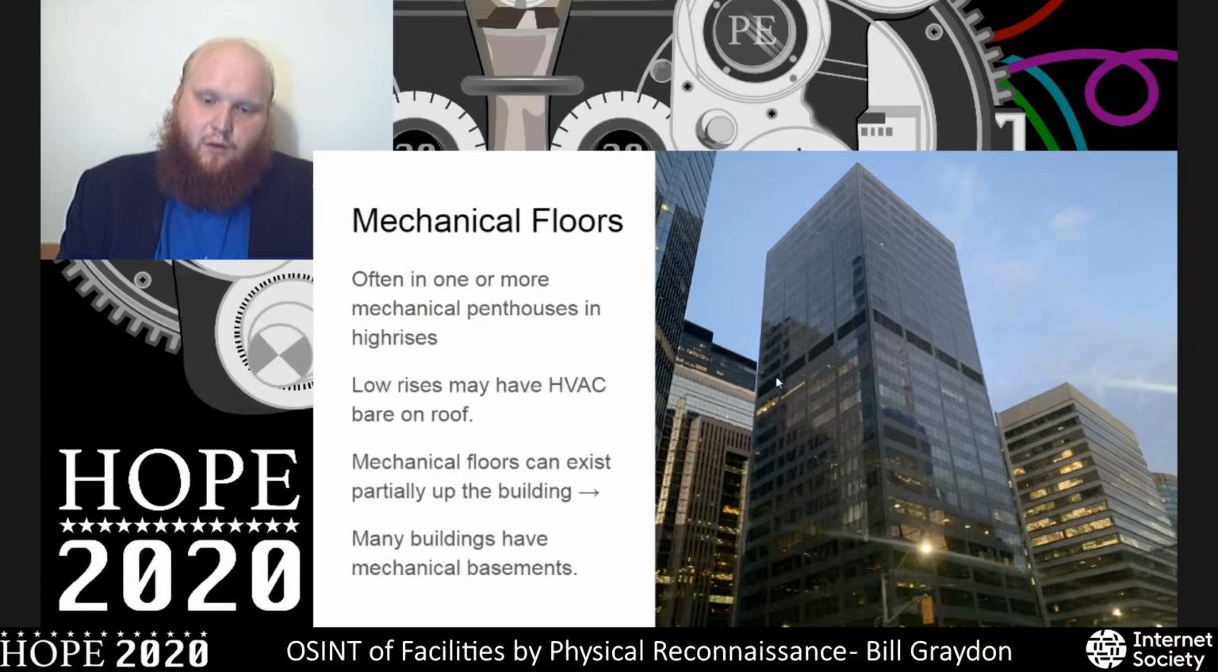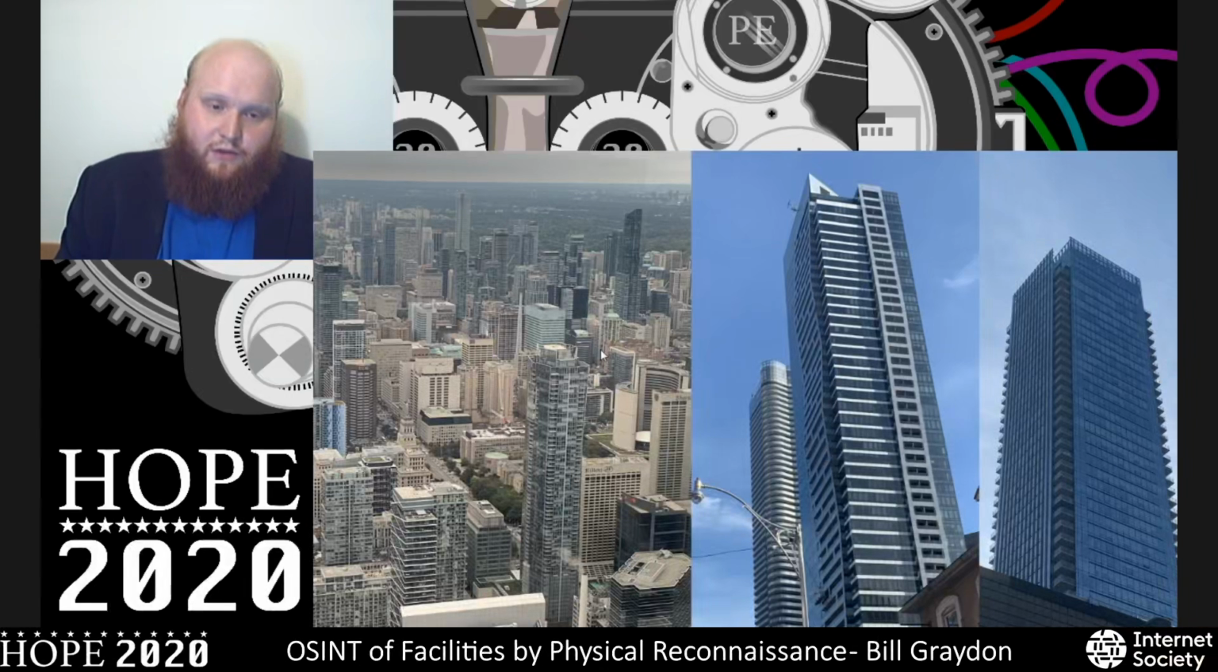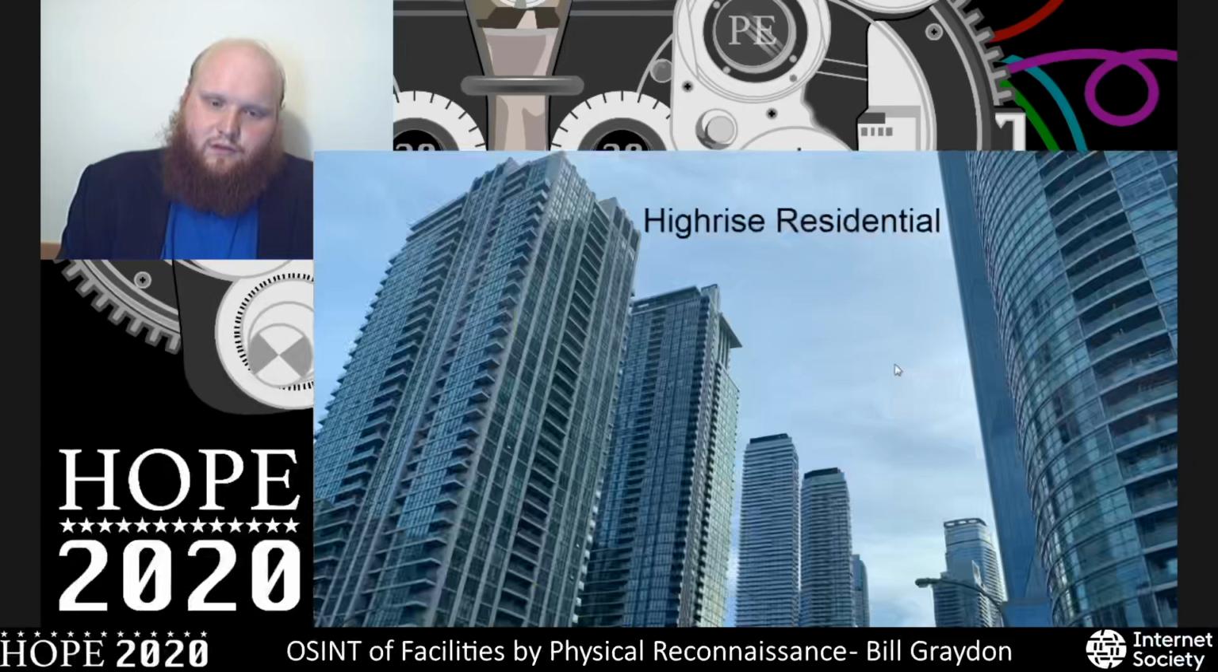Mechanical floors can exist partially up the building as well, so this tells us that there's not generally going to be occupiable space on this floor. And many buildings have mechanical basements as well. In terms of those mechanical penthouses, now that you know what they are, you'll start seeing them everywhere. Anywhere the fenestration doesn't go all the way up, you can infer that's what's happening. They're also often very cleverly integrated into the architecture, so this triangular element here, and these windows that are not fenestration glass going up to the top of each of these buildings.